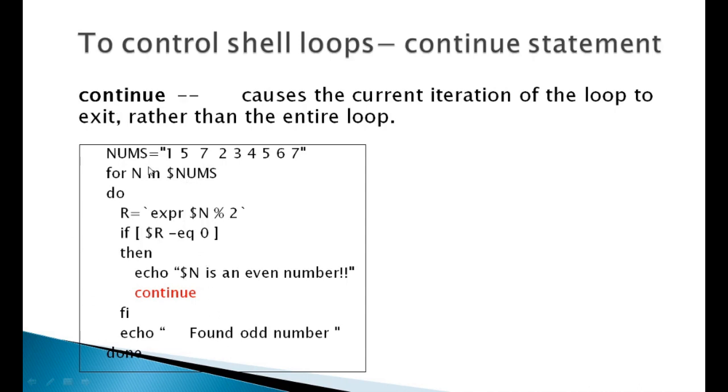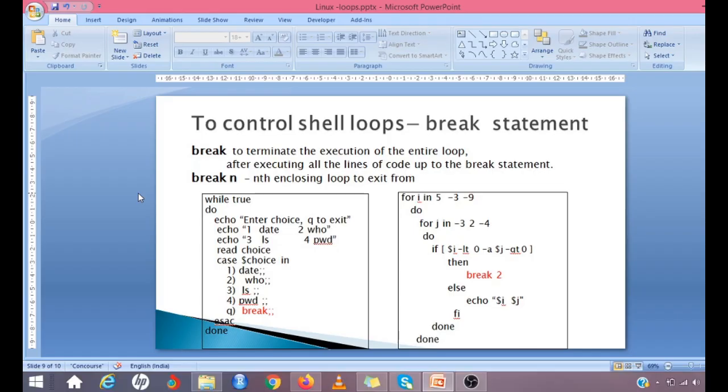Now when n takes a value 2, this statement evaluates and gives a value 0. When r is equal to 0, n is an even number, it will print that, and then you have a continue. Then it will go to the next iteration. Now n takes a value 3. If you have not given this continue, control will come here and print "found odd number" also. So for an even number, this statement will be printed. Let us try this example.